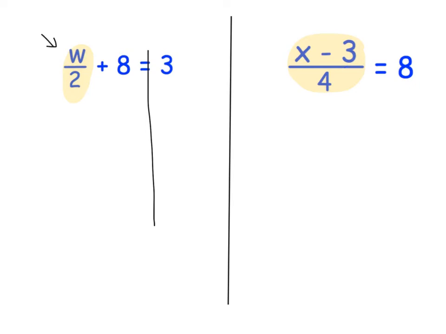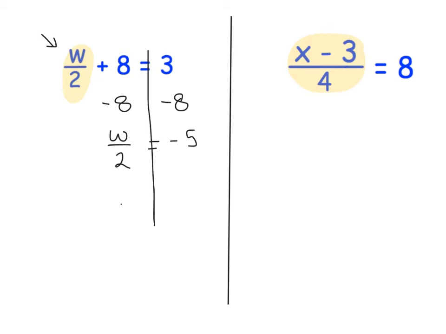W divided by 2, add 8. So the last thing I did was add 8. So the first thing I've got to do is undo that. So I've got to take away 8 from both sides. So I'm left with w over 2 on this side, and then 3 take away 8 would be negative 5.